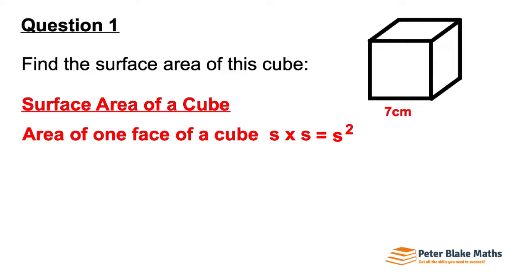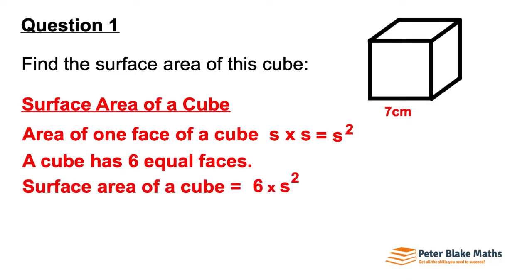Surface area of a cube has a formula of s squared for one of the faces. So the area of one face of a cube is s times s, whatever that side length is. And so a cube has 6 equal faces. So we build up the formula that way. The surface area of a cube in the end is 6 times s squared, with s standing for the side length.